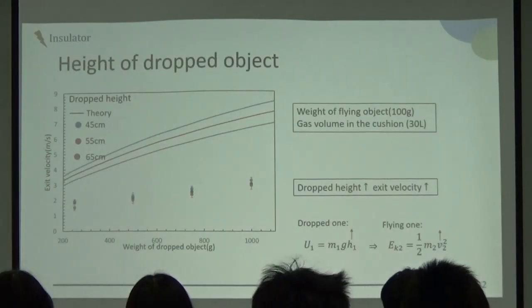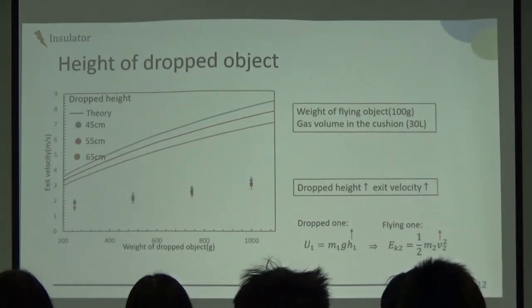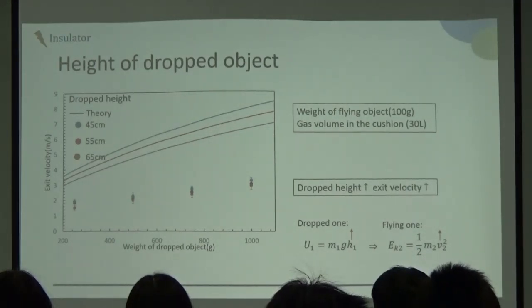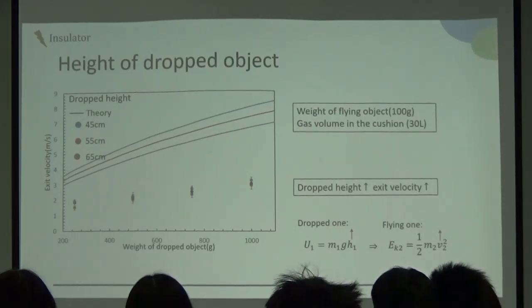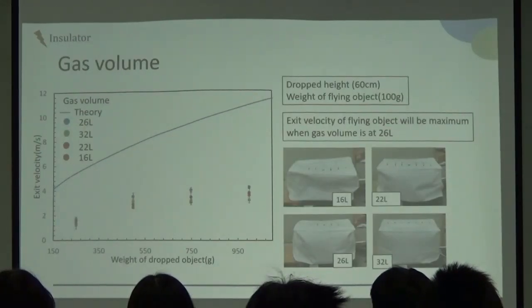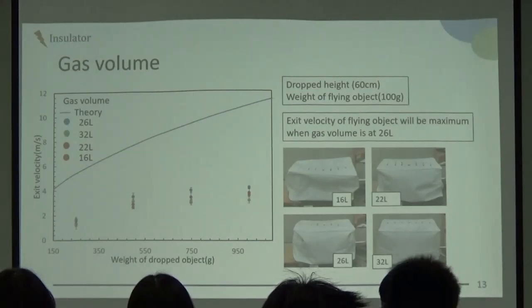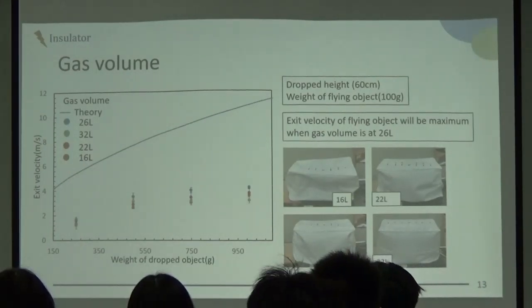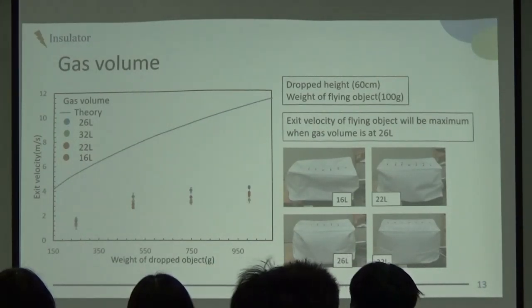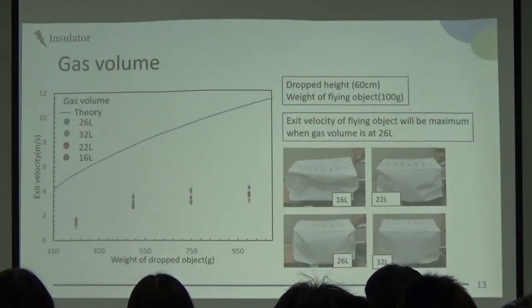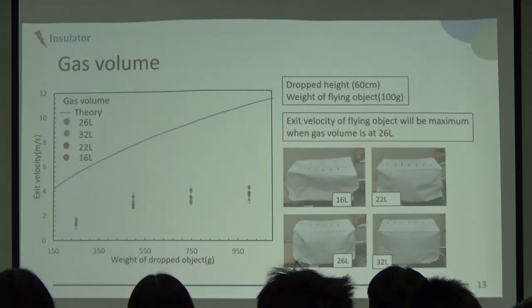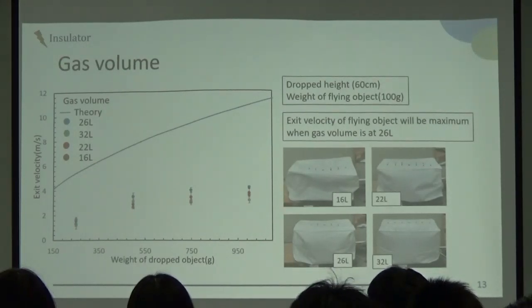And next is about the drop subject. We can see from the results that as the drop subject increases, its velocity will also increase. Here we can also use energy conversion to explain this phenomenon. The next part is about the gas volume, and there are 4 kinds of gas volume. We can see the velocity of the flying object will be maximum when the gas volume is at 26 liters. We'll explain this phenomenon on the next page.